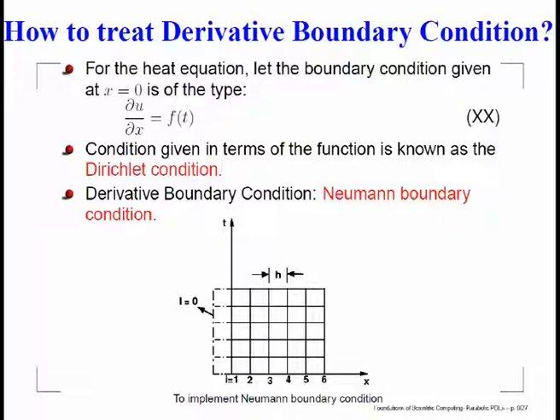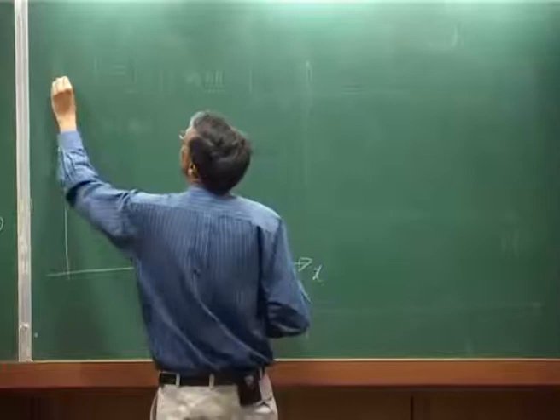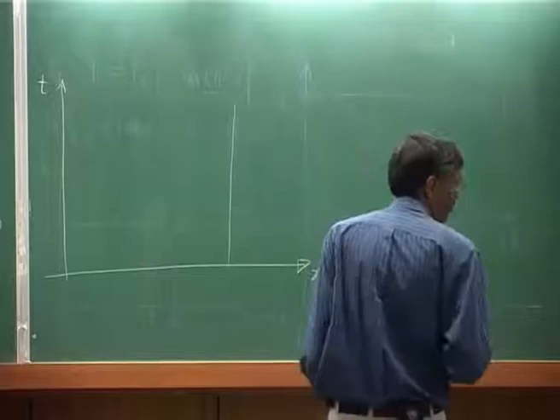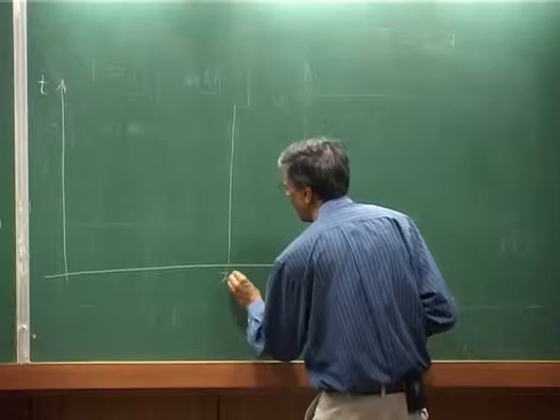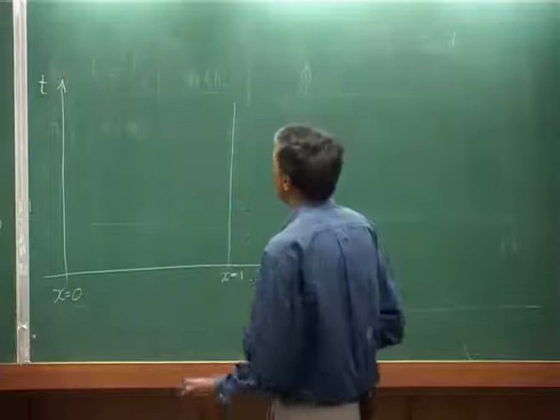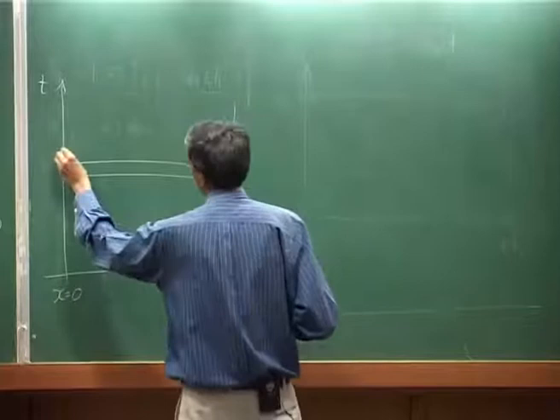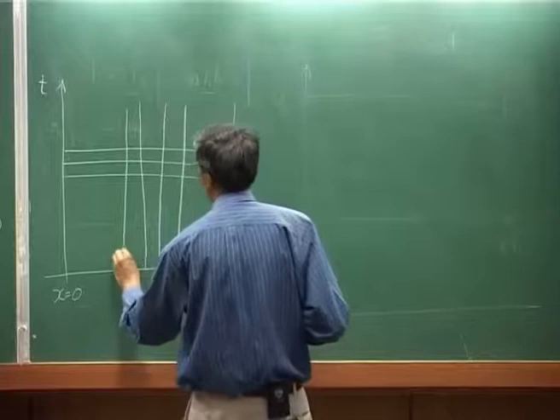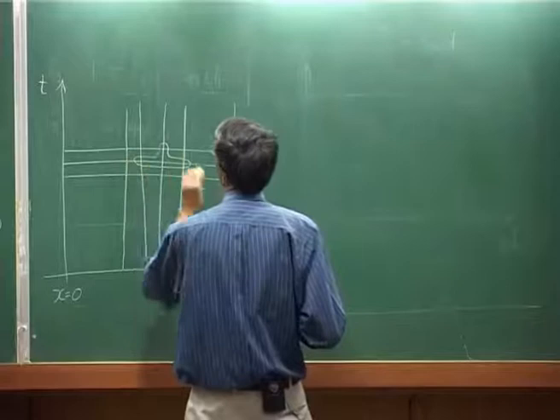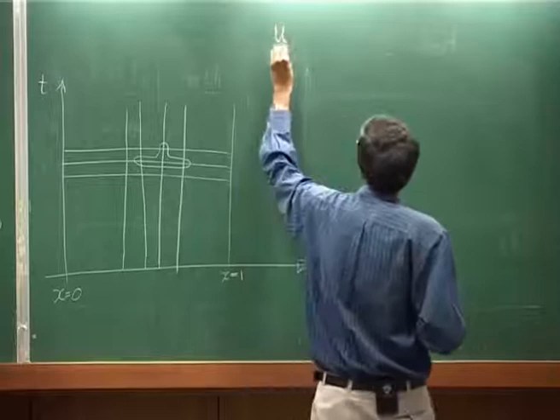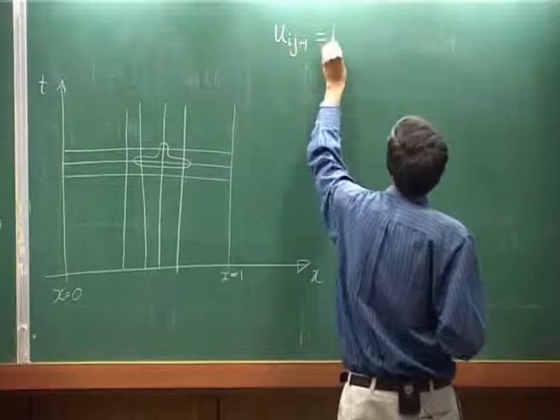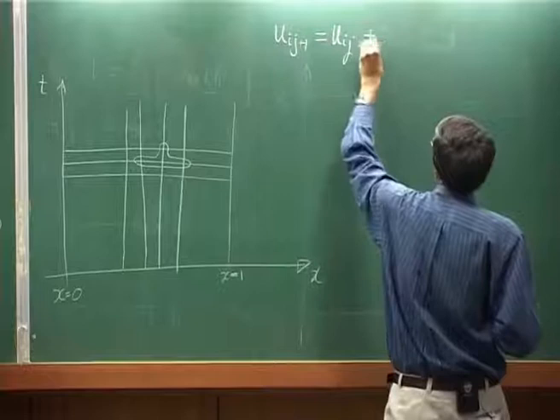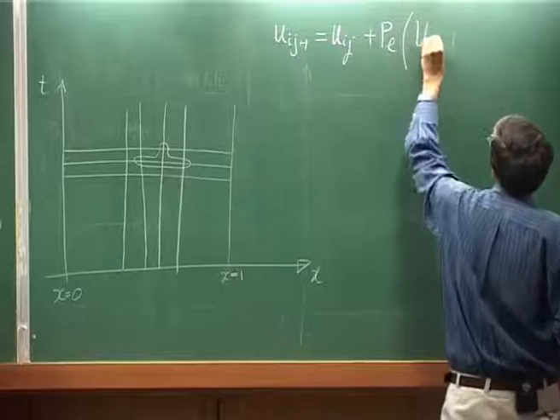So, I will talk about the solution in the x t plane, and this is, let us say, one of the boundaries that corresponds to x equal to 1, and this is the condition at x equal to 0. Then we have seen that if we look at a few time lines and the corresponding space discretization by lines of this kind, we have a computational molecule which is something like this. Now, the equation that we had written was u i j plus 1 is equal to u i j plus the Peclet number into u i plus 1 j minus 2 u i j plus u i minus 1 j.